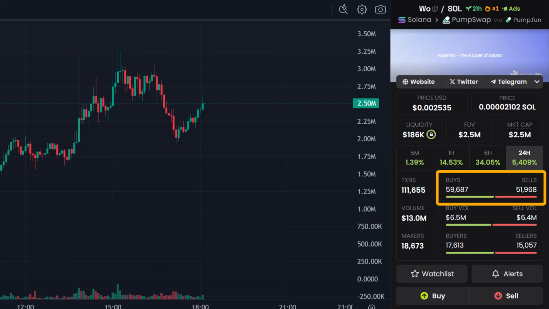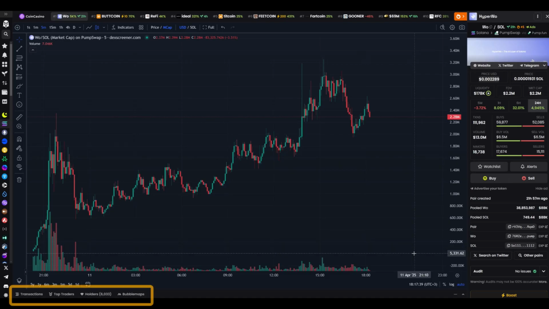The fifth line displays the number of buys and sells for the day, and the sixth shows the trading volume in dollars. I check to ensure that liquidity is at least a third of the capitalization. If there are more buys than sells, that's also a good sign. The token is in demand and likely to be interesting for trading. Now let's move down to the tabs below the chart.